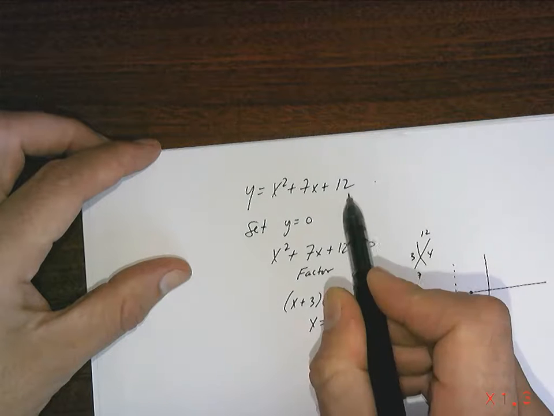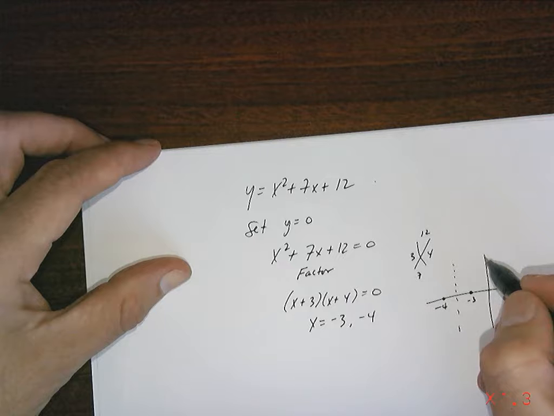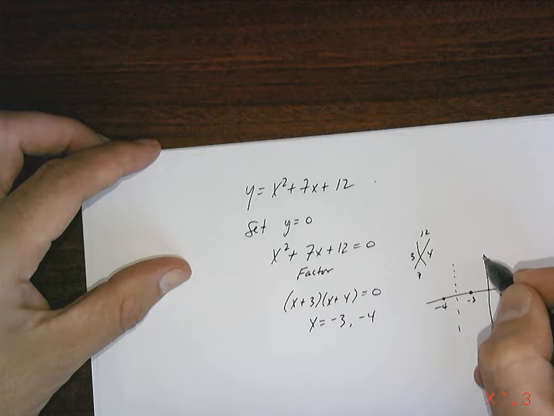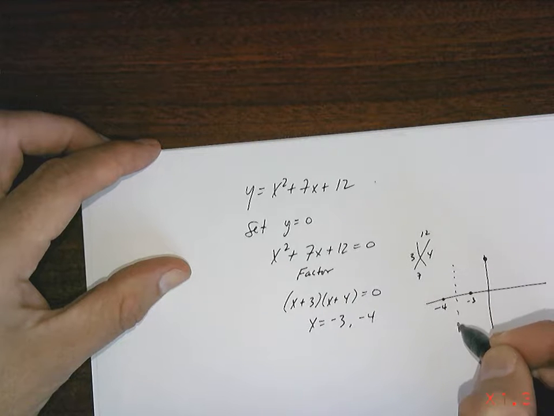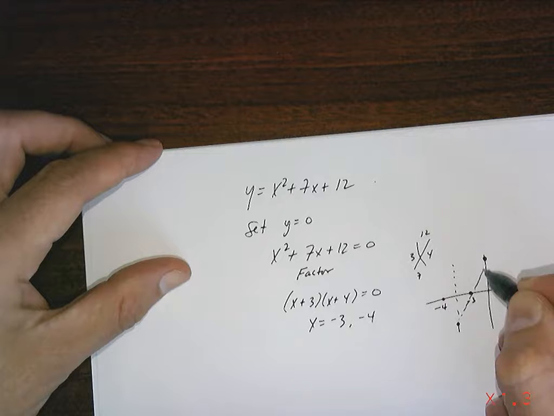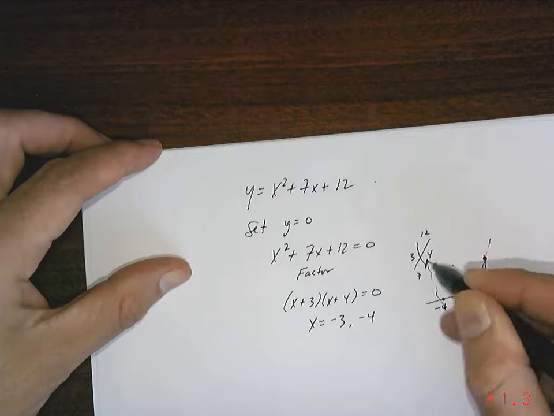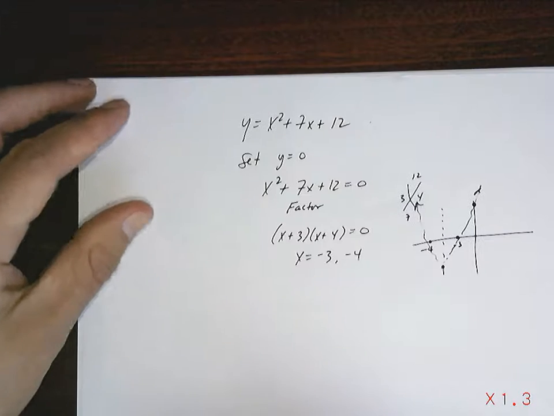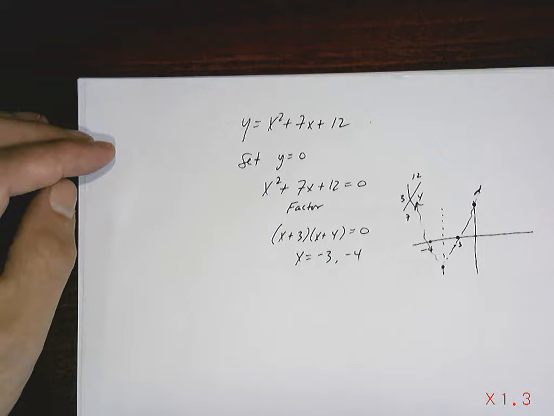We can also tell that it has a y-intercept of 12, which means that it's going to be opening up. So its vertex is going to have to be down here somewhere, and it goes something like that. Okay, so that's what we know just from previous information.